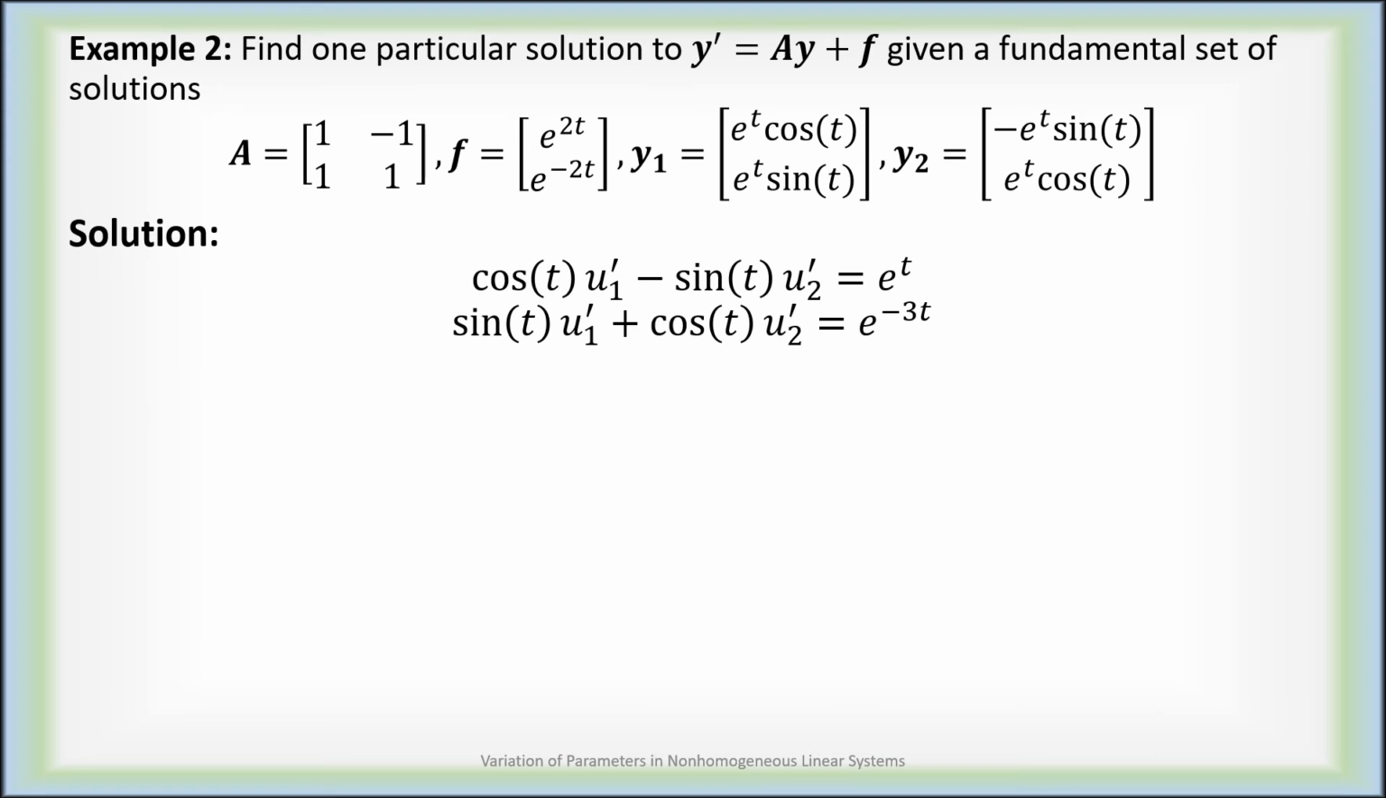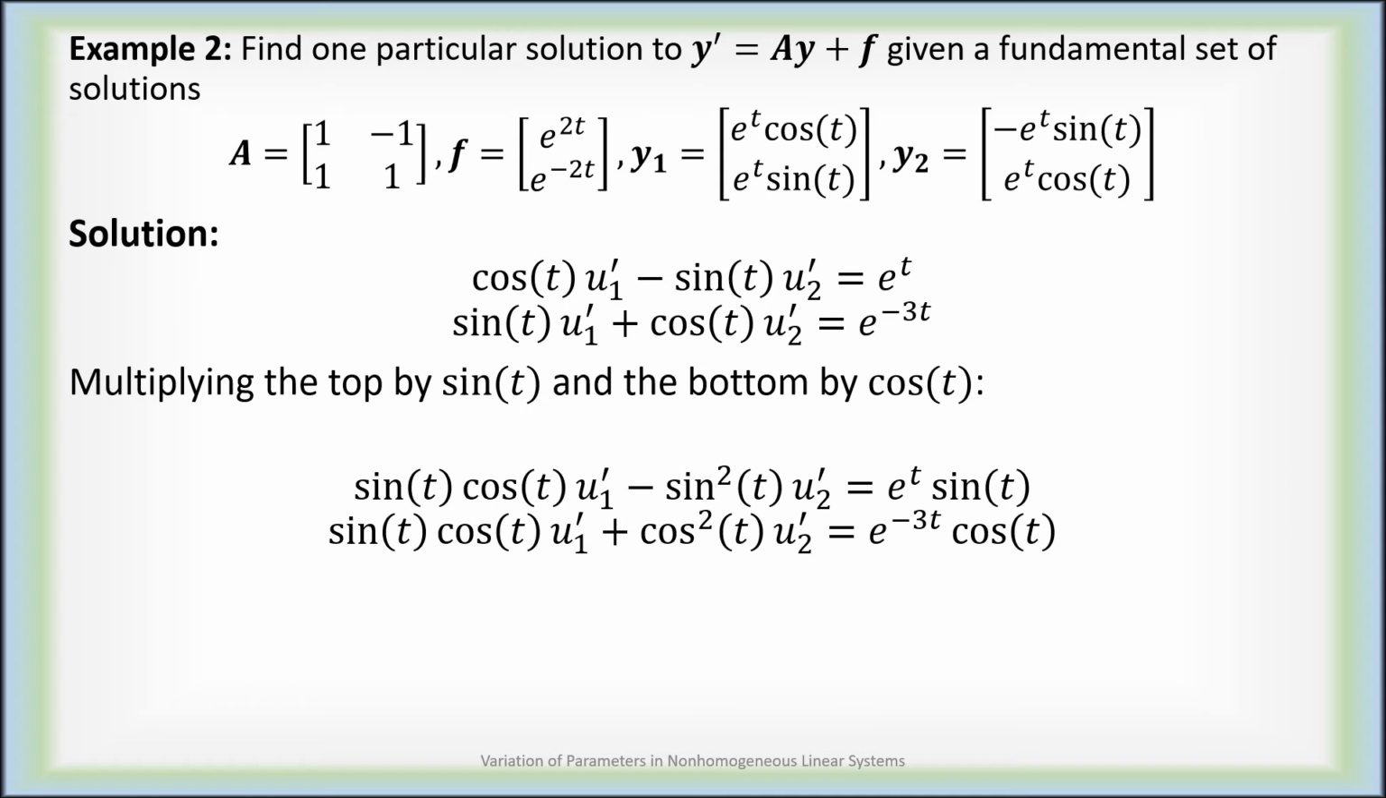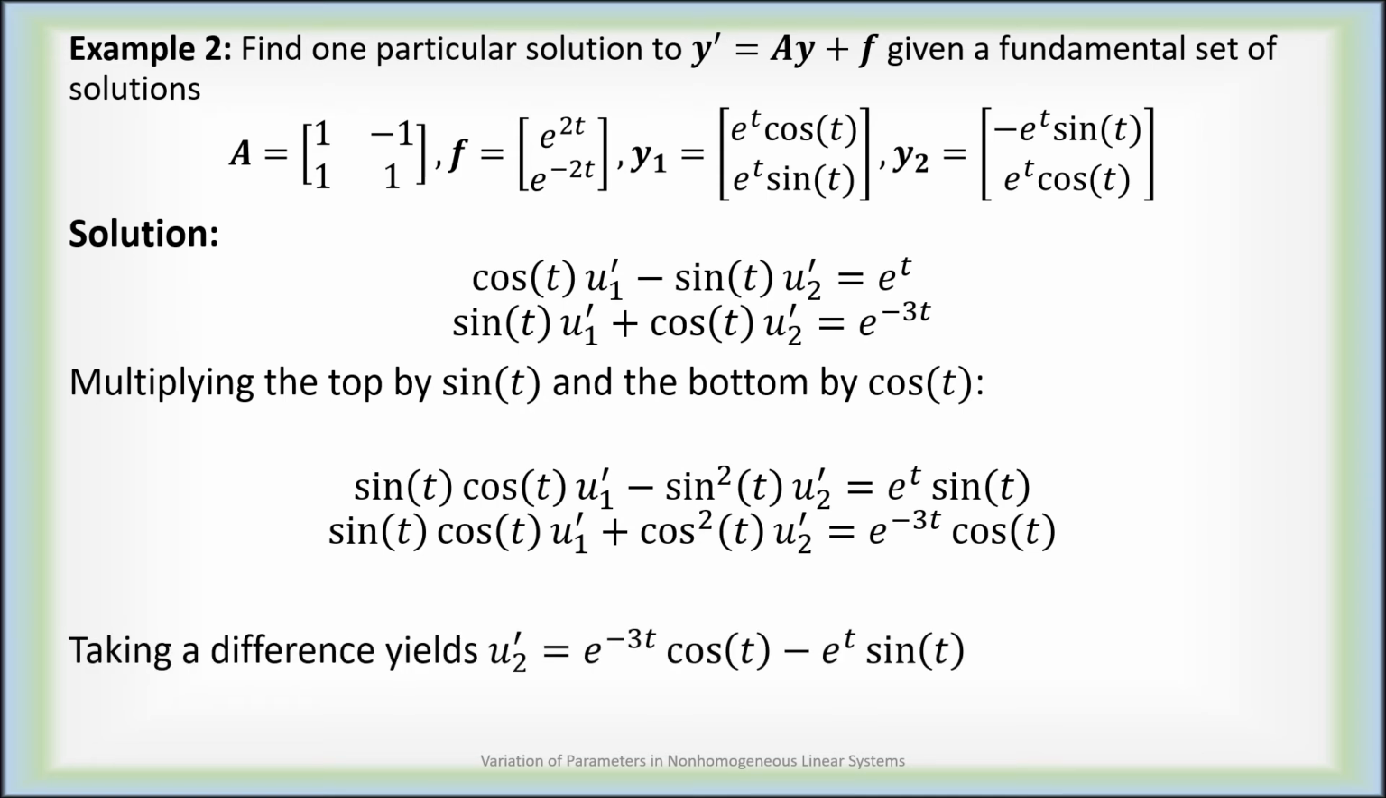Now here was our initial system. If we multiply the top by sine and the bottom by cosine, we'll end up with these two expressions, which I can now take the difference of to cancel out the u1 primes. That will directly give us that u2 prime is e to the minus 3t cos t minus e to the t sine t.